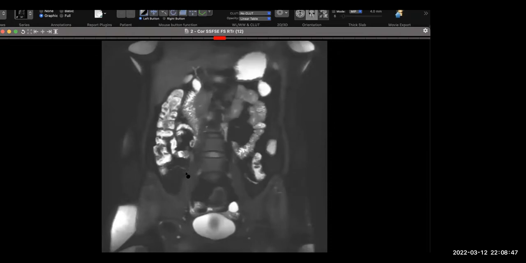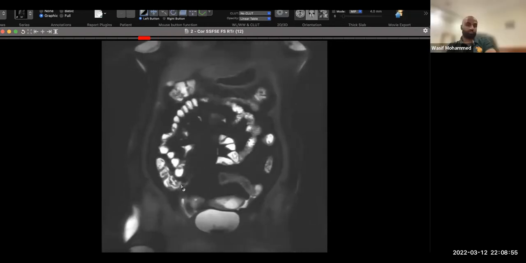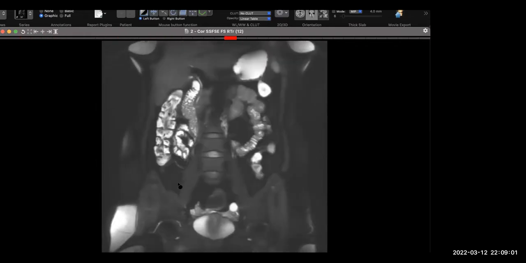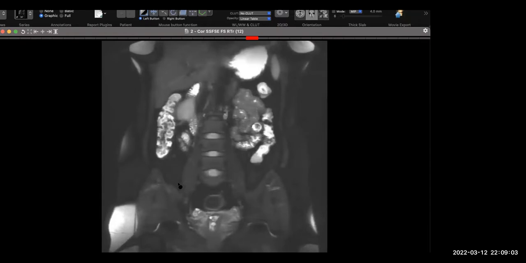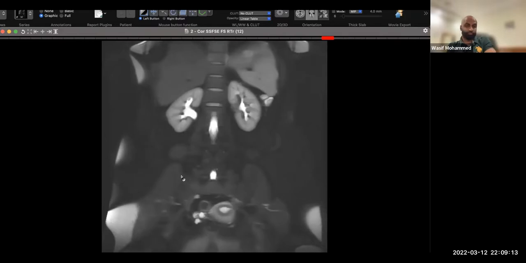I look at the IC junction. So I'm trying to look for the IC junction in this case. I think the appendix is okay. The terminal ileum. Have you found the cecum first of all? Yes.